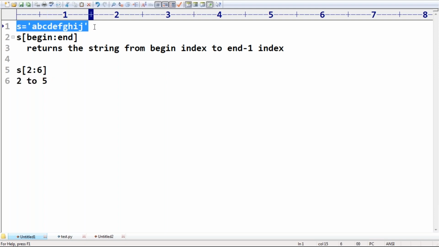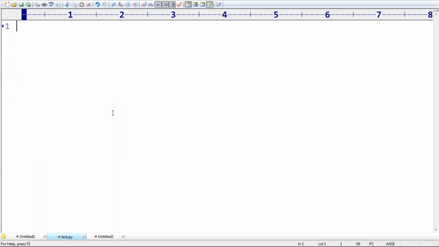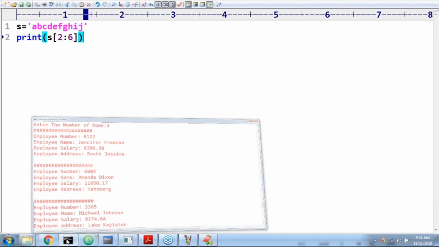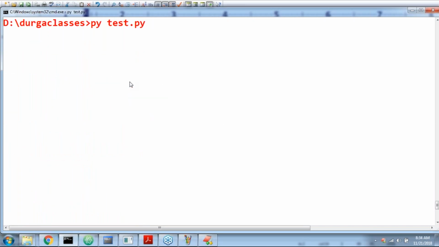You may ask, where is the proof for that? Very simple. Take s equal to a string, and print s[2:6]. What output will you get by default? 2 to 6 means 2 to 5, that is indices 2, 3, 4, 5, which are C, D, E, F. We get exactly this, so don't keep any doubt. Is everyone in a position to understand?